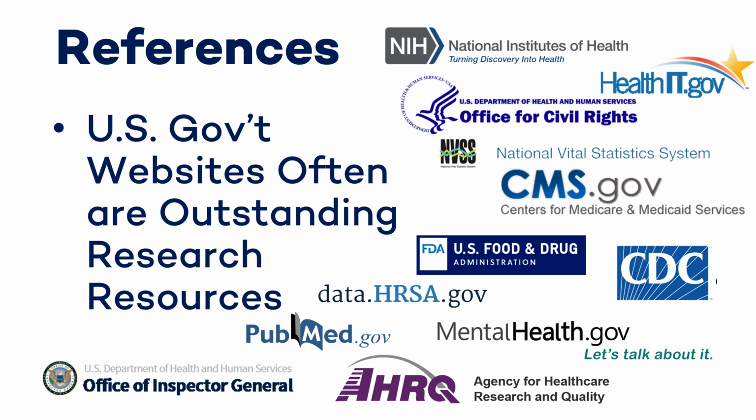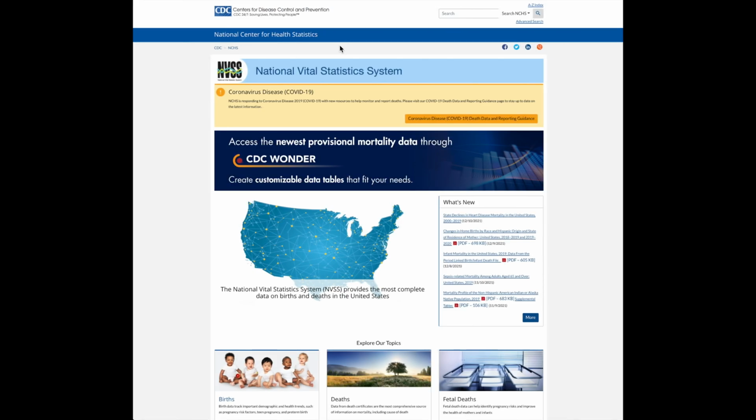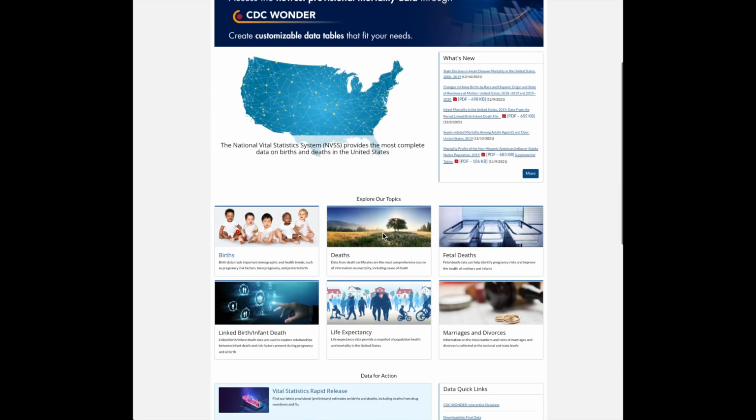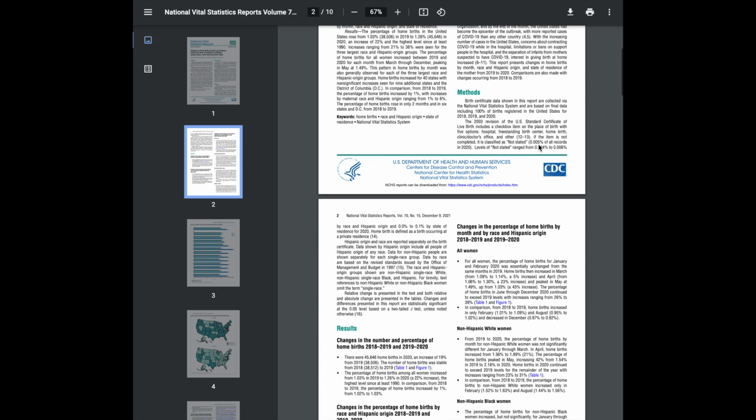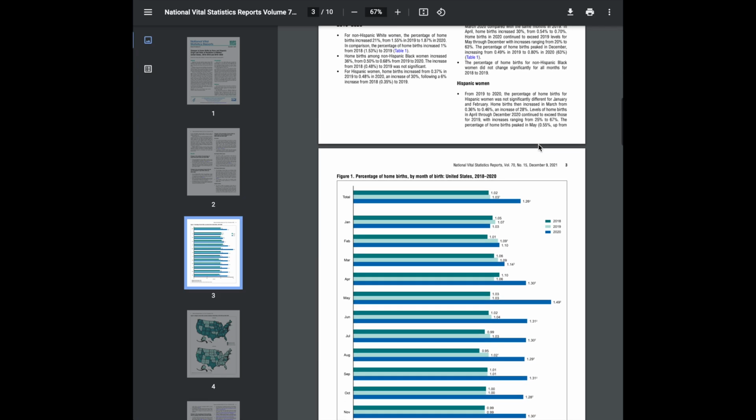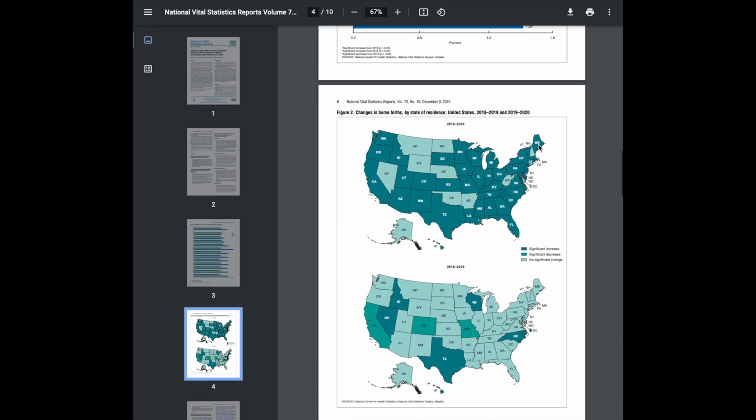And many of these bigger sites have major sub-sites inside of them. For example, the National Vital Statistics System, NVSS, is deep inside the CDC website. All kinds of great information on births and deaths and other sorts of things right at their fingertips.